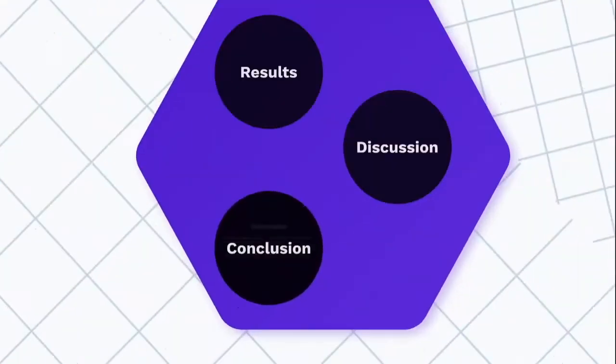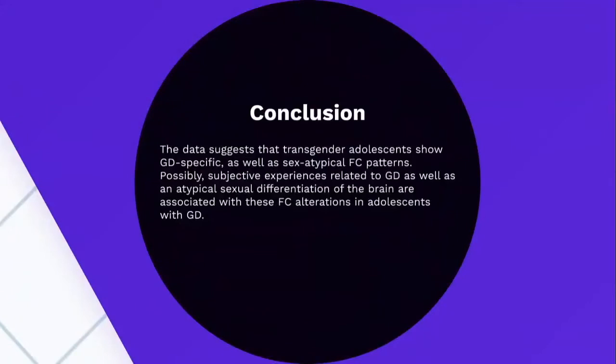That leads into the conclusion. The data suggests that transgender adolescents show GD-specific as well as sex-atypical FC patterns, possibly subjective experiences related to GD as well as an atypical sexual differentiation of the brain are associated with these FC alterations in adolescents with GD.